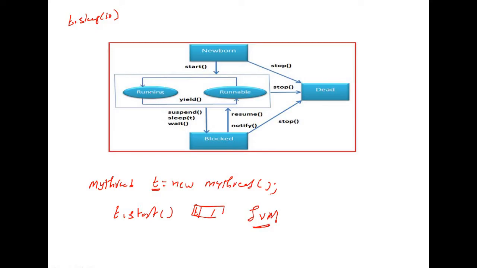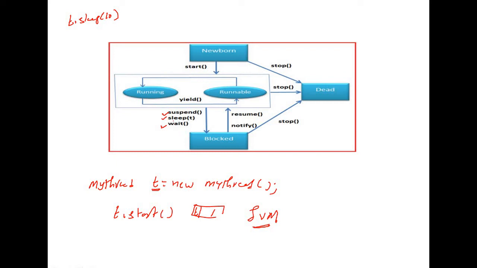Once we move from the running state, the thread goes directly to the blocked state only. It may be suspended, or it may sleep or wait, by using the sleep method, the suspend method, or the wait method. By using these three methods, we can move a running thread into the blocked state.